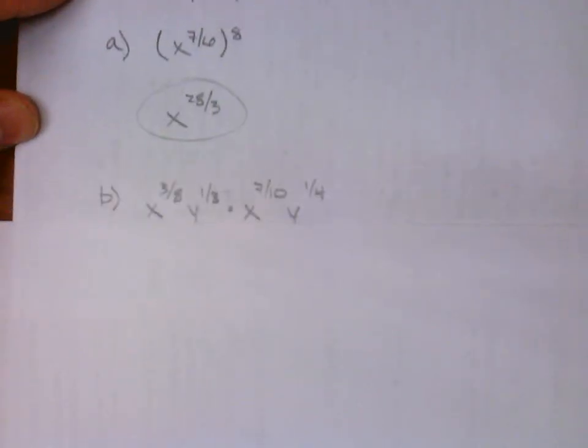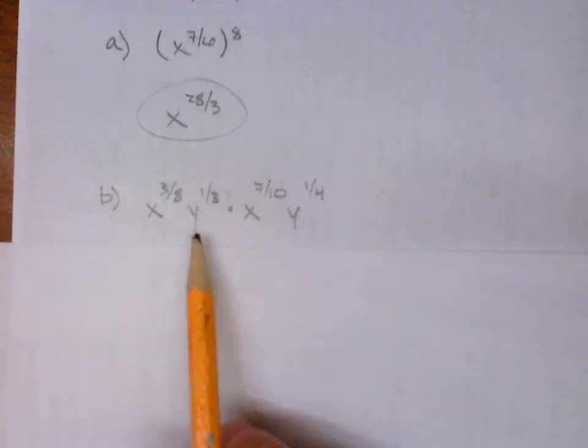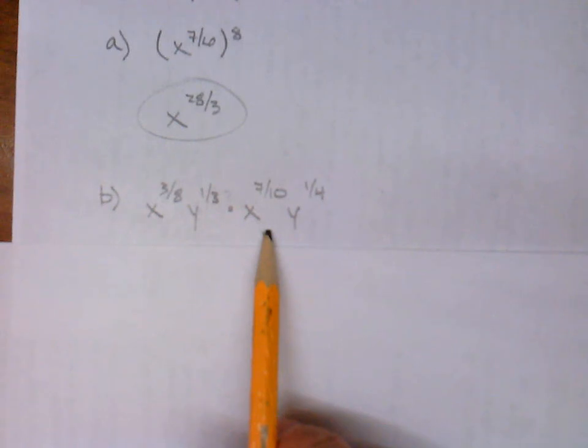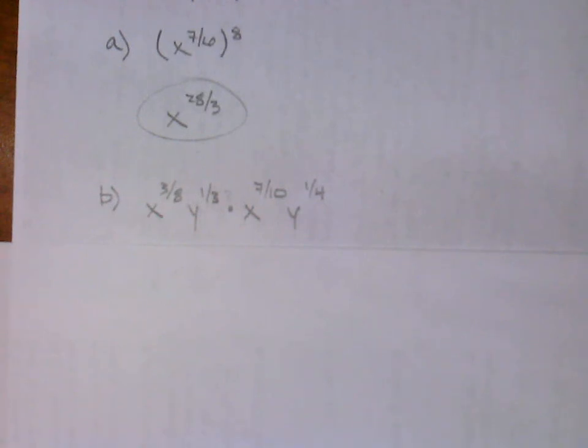I'm going to show you guys this one, and we'll take a break. Try out part B on your own, and then when we come back, we'll look at it together. It's x raised to the 3/8, y raised to the 1/3, times x raised to the 7/10, y raised to the 1/4. Use a calculator to work with those fractions. The answer is in the next video. Good luck.